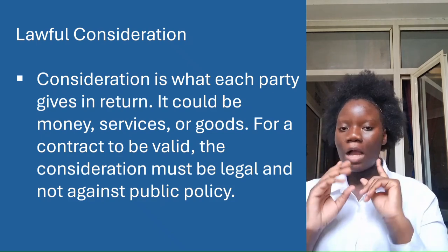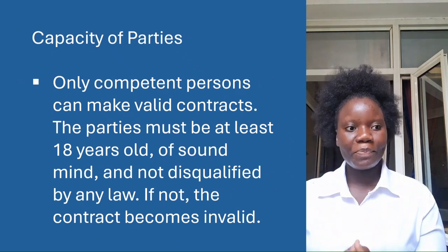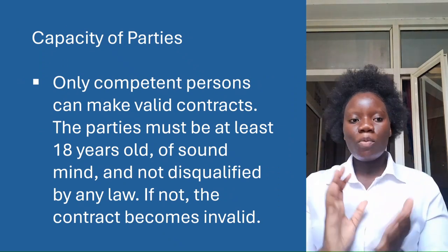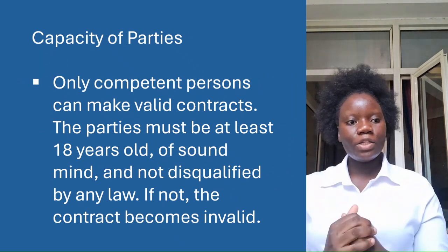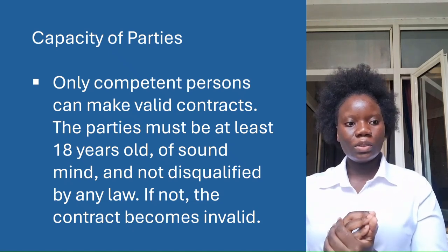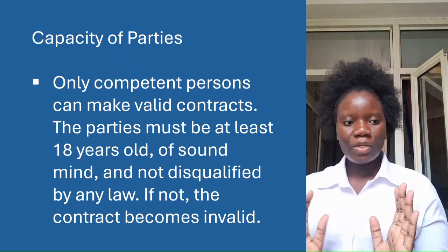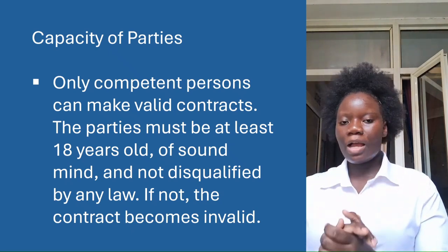And then we have our fourth one, which is capacity of parties. So only a competent person can make a valid contract. The parties must be at least 18 years old, of sound mind, and not disqualified by any law. If not, the contract becomes invalid.